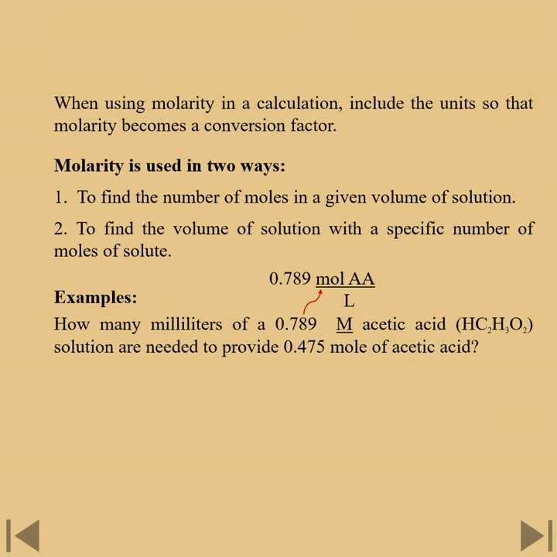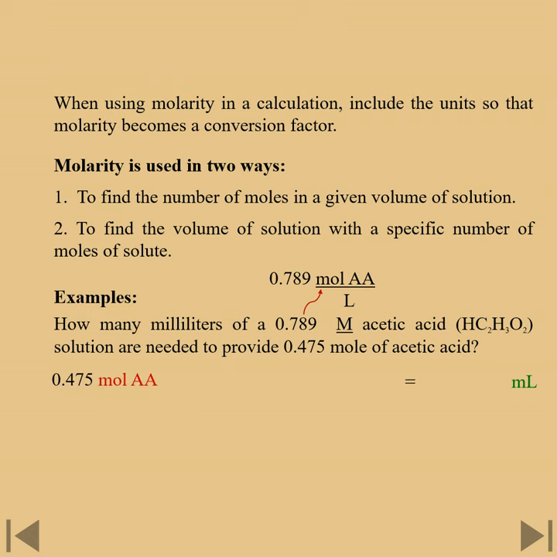0.789 moles of acetic acid per liter of solution. So it might be a good idea to pull out that concentration term so that we can see it for the tool that it is, the conversion factor. Then we'll start step 1. We're after milliliters of solution. Step 2, well, now it's obvious which number has a single unit, at 0.475 moles.